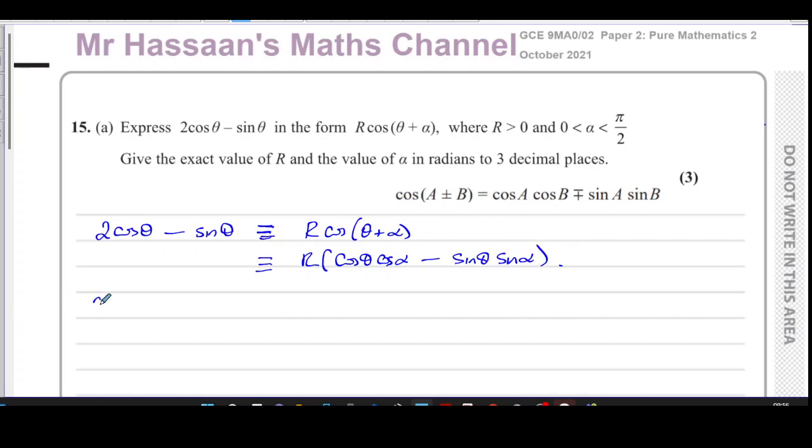Let me write this down properly so it becomes clear. So this becomes 2 cosine theta minus sine theta is identical to r times cosine theta times cosine alpha minus r times sine theta times sine alpha. Now this identity we can use to try to find the value of alpha and r.